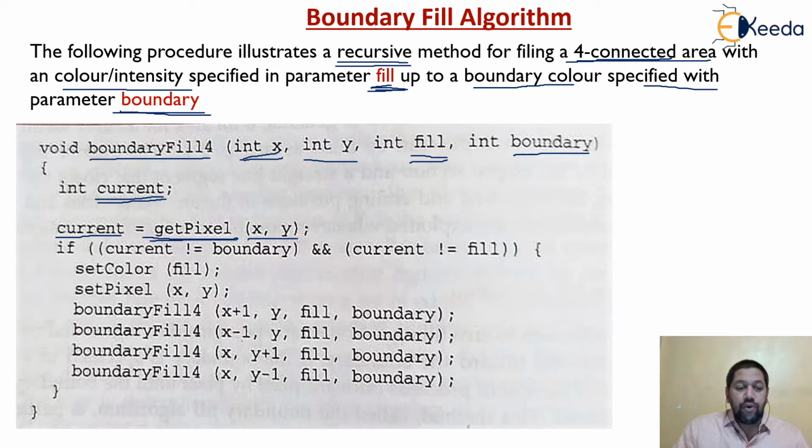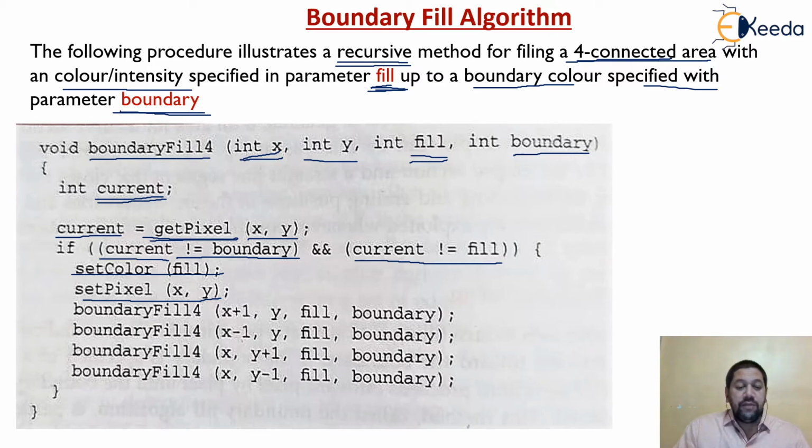Now what I have to do: if the current color of the pixel is not equal to the boundary color, and the current pixel is not already filled, meaning it is not equal to the fill color, which means the current pixel is not boundary and is not filled with the color, then obviously I have to fill it with the color. So I set the color and call putpixel or setpixel x comma y. So I am going to fill this with the color.